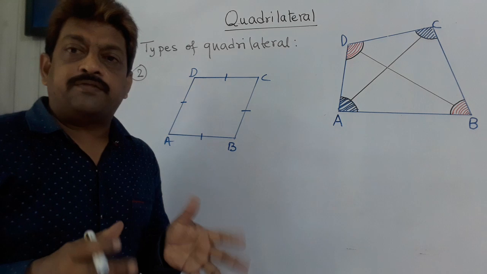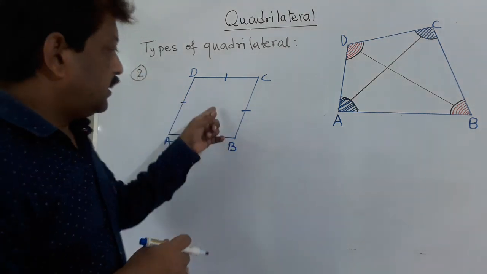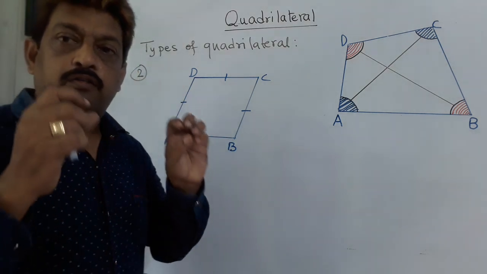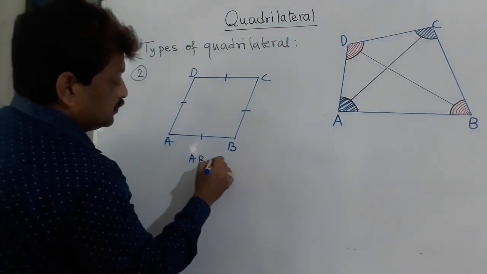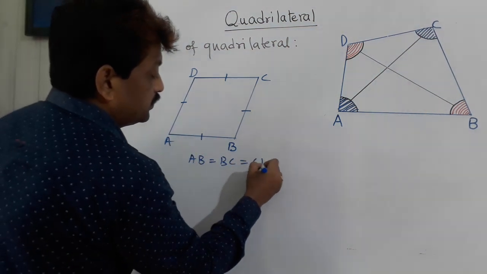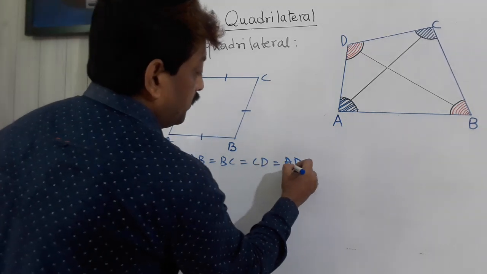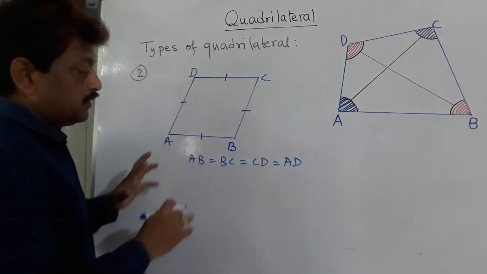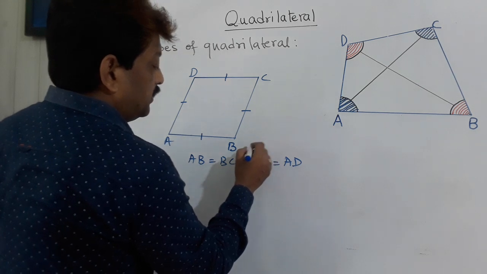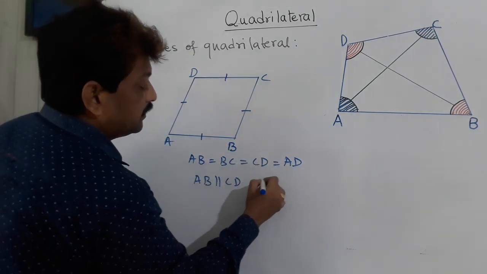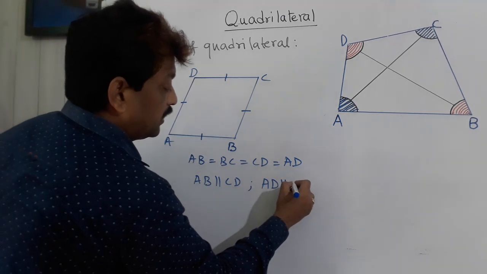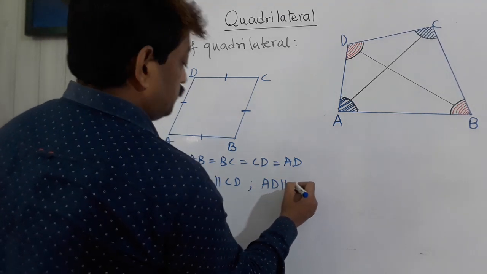In parallelogram, we have seen that the opposite sides are equal. In rhombus, the four sides are equal. That is AB equals BC equals CD equals AD. And since it is a parallelogram, that means the opposite sides are parallel. That is AB is parallel to CD and AD is parallel to BC.